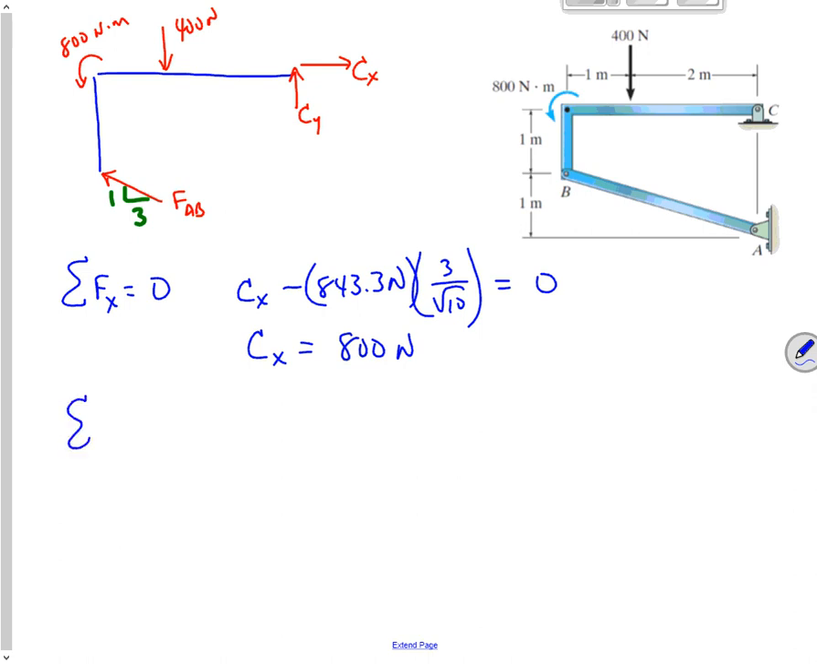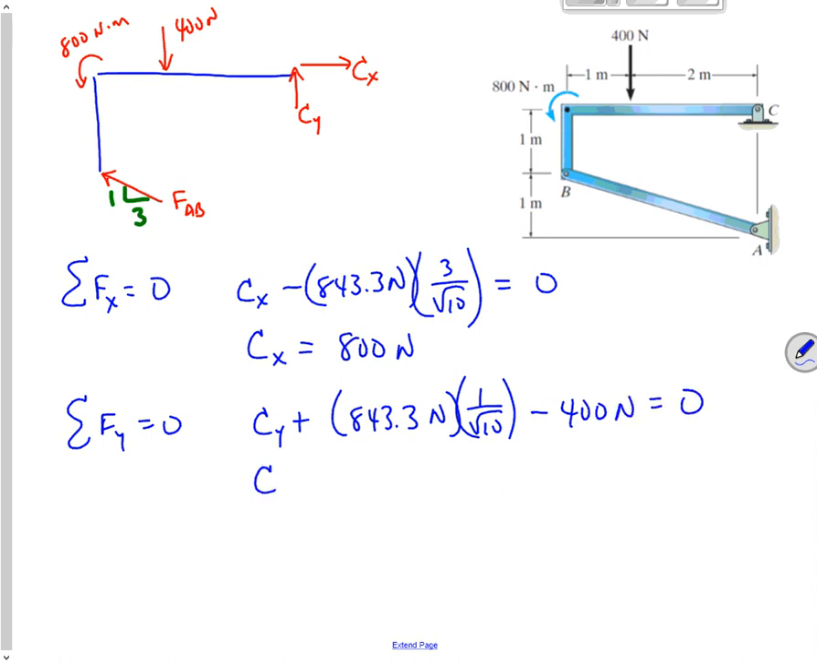I do the sum of the forces in the y direction equals 0. I get Cy plus 843.3 newtons. Y component is 1 over the square root of 10. And then minus 400 newtons. And I find Cy is 133 newtons up.